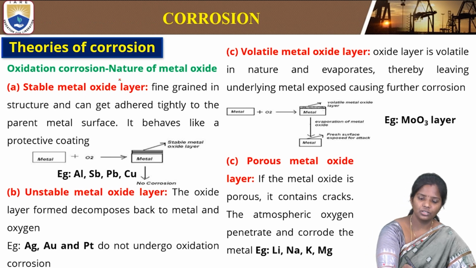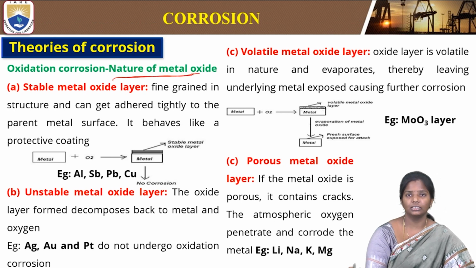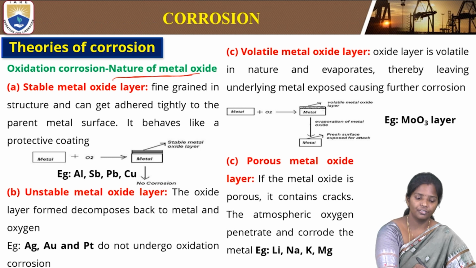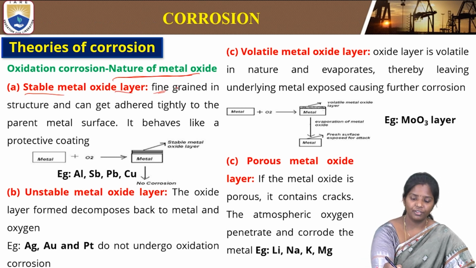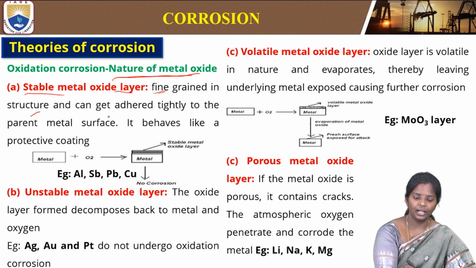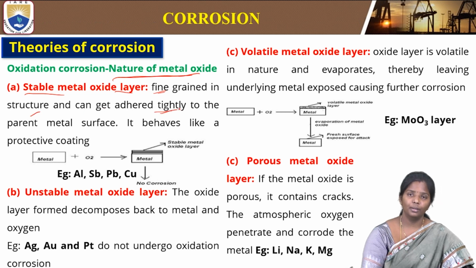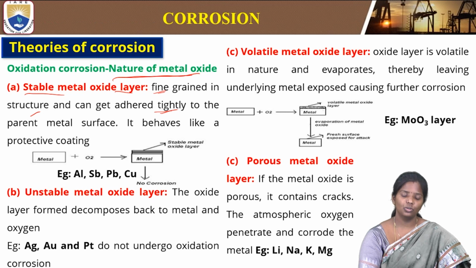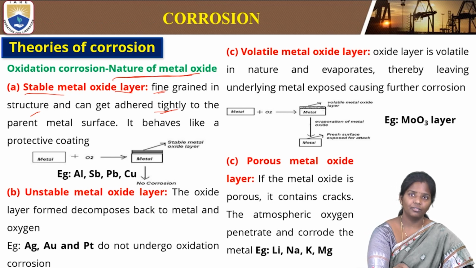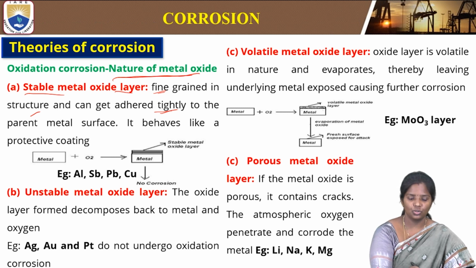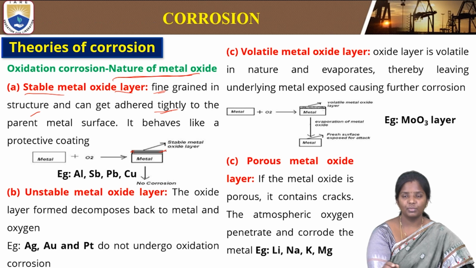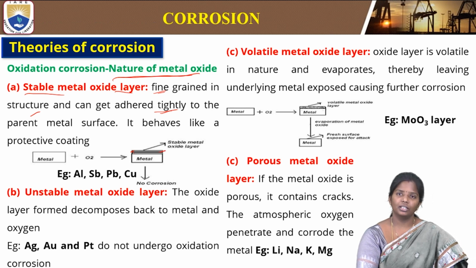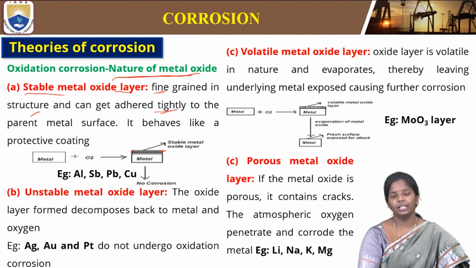So the nature of the metal oxide, as I said before, is very important. If it is a stable metal oxide layer, what happens? Then it forms a fine-grained structure and adheres tightly to the parent metal surface. So the fine-grained one will adhere tightly to the metal surface, forming a metal oxide layer. This behaves as a protective coating and will avoid further corrosion of that metal.